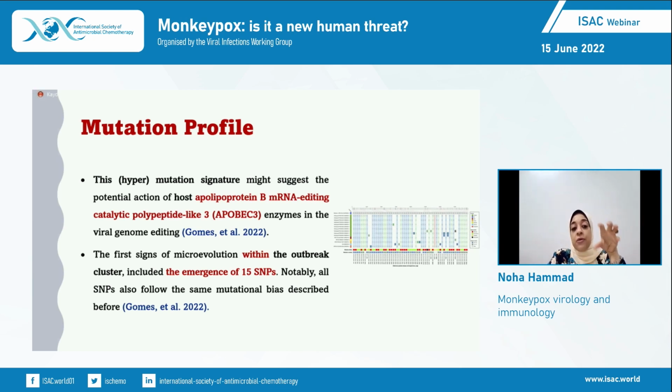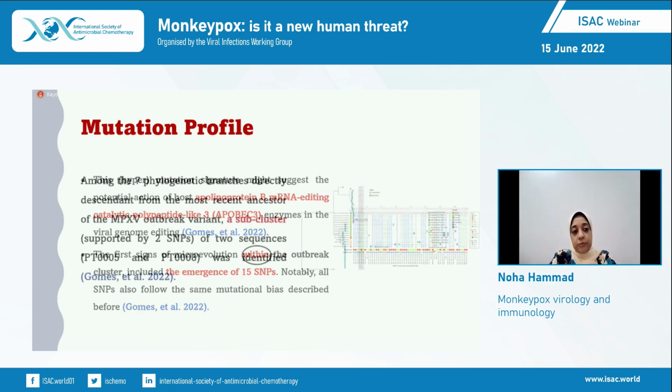The first signs of microevolution within the current cluster included the emergence of 15 single nucleotide polymorphisms, which show the same mutational bias described before. And again, this points to the continuous action of APOBEC3 enzymes during monkeypox virus evolution.